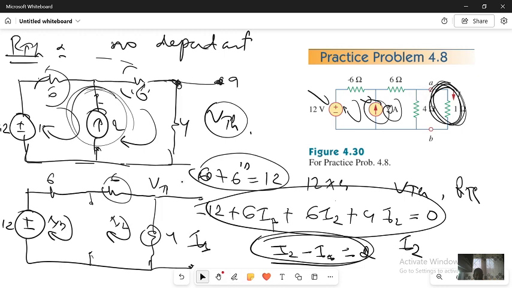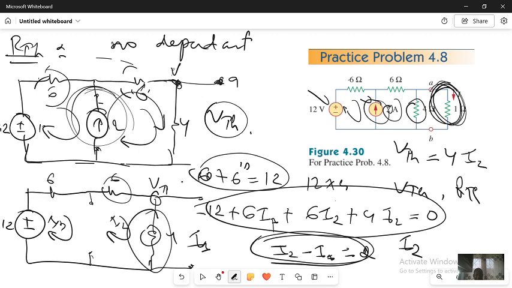Now, once I determine I2, what do I need? I need VTH. This voltage, VTH, is going to be equal to this 4 resistor multiplied by the current. Which current? The current is going to be this current I2. The I2 is already calculated from here. So I will get VTH.